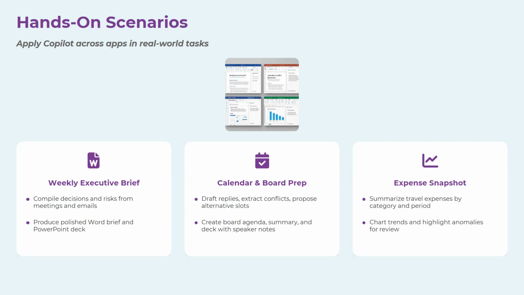Apply Copilot across apps in real-world tasks. Compile decisions and risks from meetings and emails into weekly briefs and decks. For calendar and board prep, draft replies, resolve conflicts, and create agendas. Summarize travel expenses by category and period, chart trends, and highlight anomalies for review.